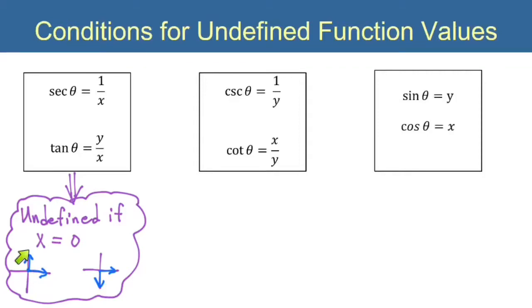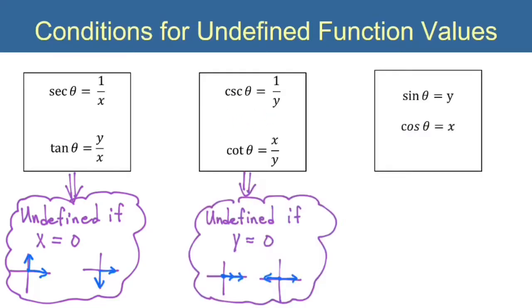And that's going to be your angles that have a terminal side that is vertical. So, for example, tangent of 90 degrees is undefined, and secant of 90 degrees is undefined. Also, tangent of 270 is undefined, and secant of 270 is undefined. Now, the functions that have y in the denominator are cosecant and cotangent. So, these two functions are undefined if y equals 0, and that's going to be the angles that have a horizontal terminal side. So, for example, 0 degrees and 180 degrees would both have cosecant undefined and cotangent undefined.